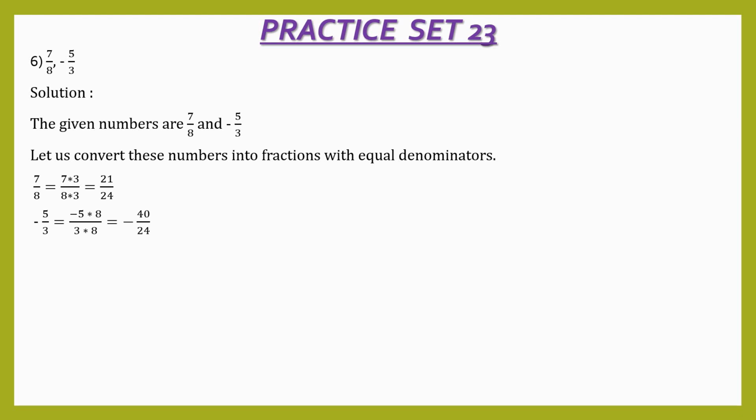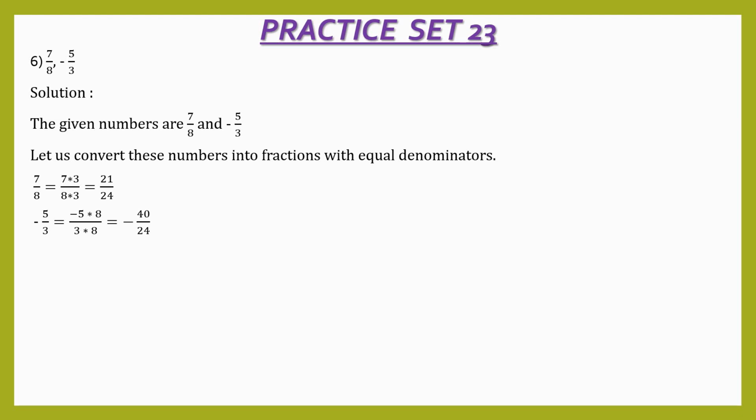Now the next rational number, minus 5 upon 3. We are going to multiply numerator and denominator both with 8. So we have minus 5 into 8 upon 3 into 8. Minus 5 into 8 is minus 40 and 3 into 8 is 24. So the rational number minus 5 upon 3 gets converted into minus 40 upon 24. Now 21 upon 24 and minus 40 upon 24, both of them have equal denominators, that is 24.